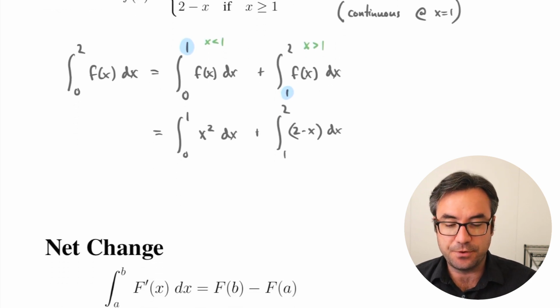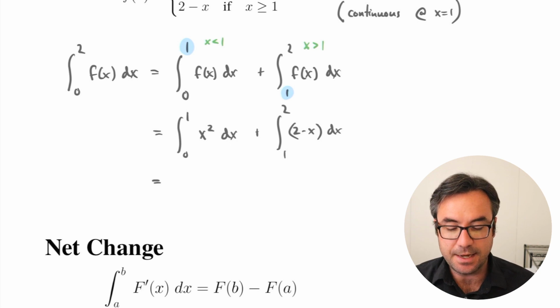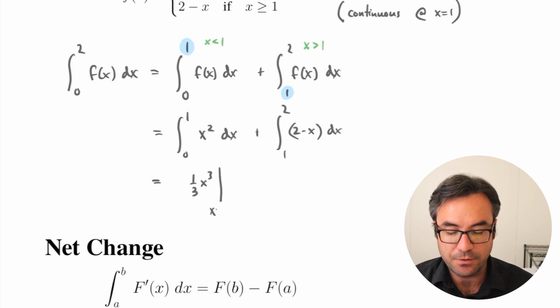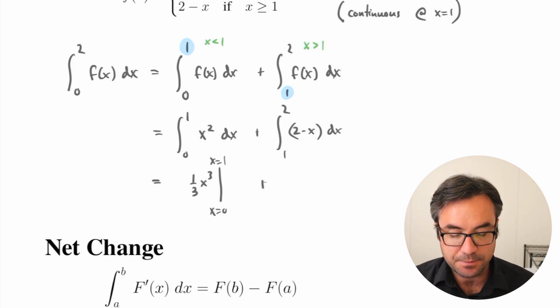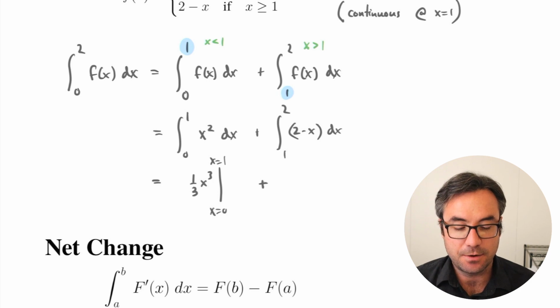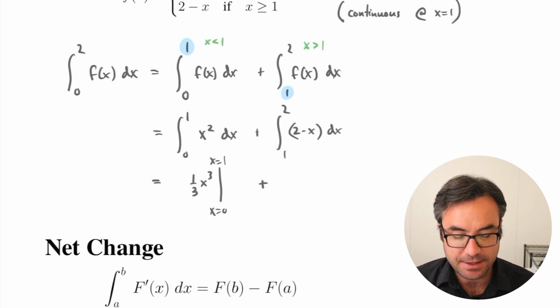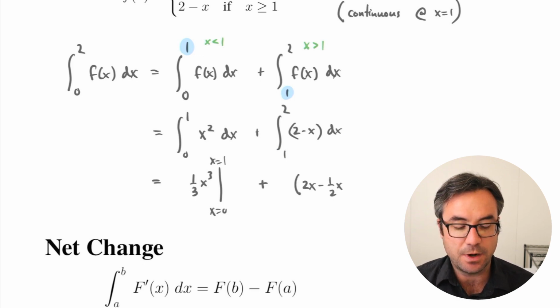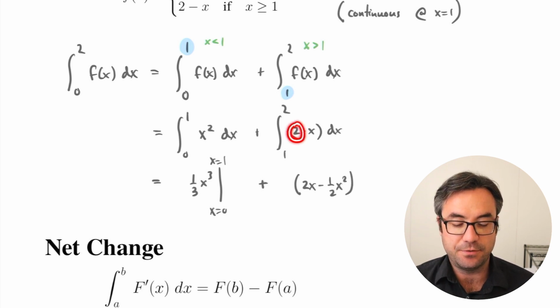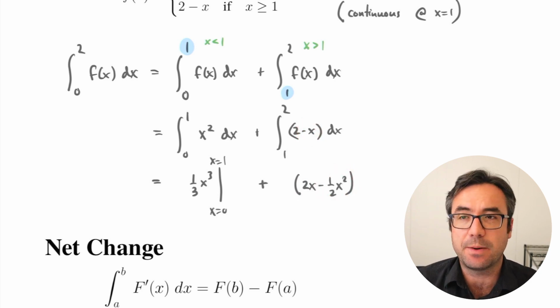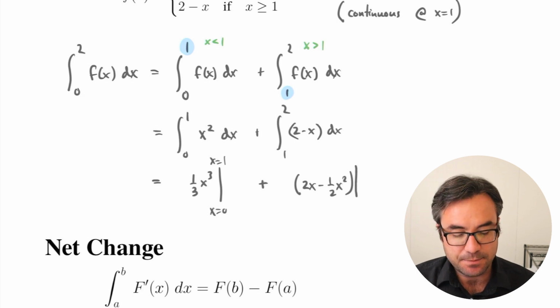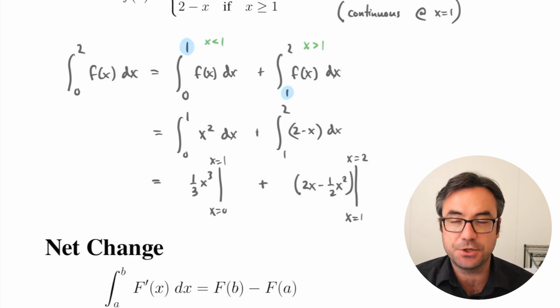So let's do the first one here. Let's get the antiderivative of x squared. So we do our power rule, 1/3 x cubed. Then we're going to evaluate that from x equals 0 to x equals 1. And to that, we're going to add our second integral over here. So let's get the antiderivative. The antiderivative of this function is going to be 2x minus 1/2 x squared. So the antiderivative of 2 is 2x. And then the antiderivative of negative x is negative 1/2 x squared, a little bit of power rule. And we're going to evaluate this piece from x equals 1 to x equals 2.